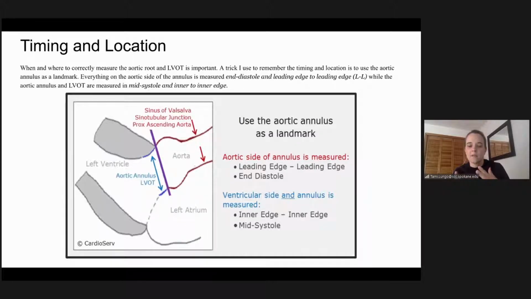I like it when it's open enough that you can see that aortic root area bulge out a little bit. Then I just back it up from those hinge points, and that's where I measure the LV outflow tract, inner to inner. Everything in your adult world, anything beyond that root, is leading edge to leading edge and end diastole.